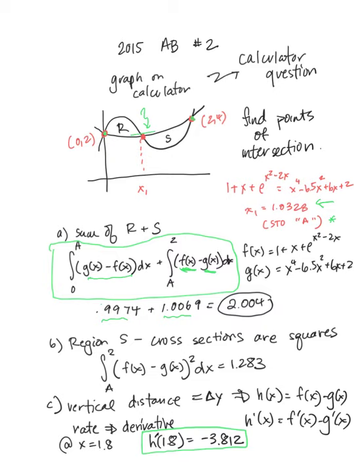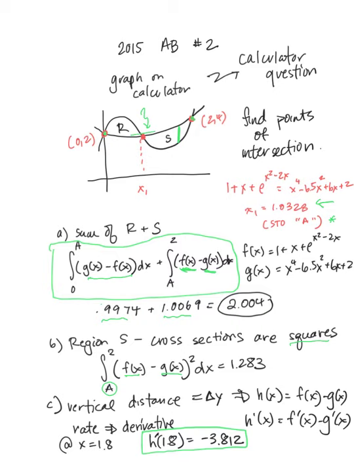Region S has a volume with cross sections that are squares. And again, region S is defined as our f of x, which is our function with our exponential, minus our cubic, because our exponential is on top. And I'm going to square that because each side of the square up here in S is going to have that length f of x minus g of x. Just again on the calculator, and remember you're going from alpha A to 2.